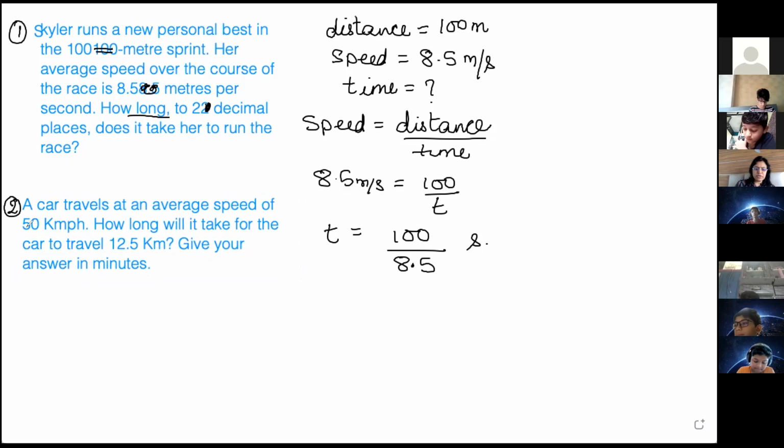Munib, can you tell me, when there are two decimal numbers? Munib, are you there in the class? Yes, ma'am. Tell me, how will you calculate it? 100 upon 8.5.